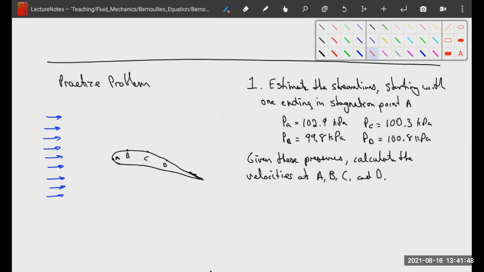So, estimating the streamlines and starting with one ending in stagnation point A. So remember, we talked about stagnation points on a wing. If we have liquid coming in from the left, we'll get a stagnation point right at A. And then we will also get a streamline that passes right over the top of our wing like this, right? And we'll get some on the bottom too, right? Go like this.